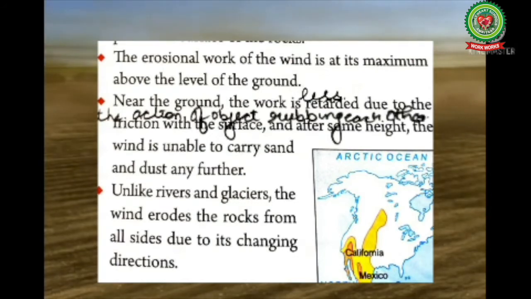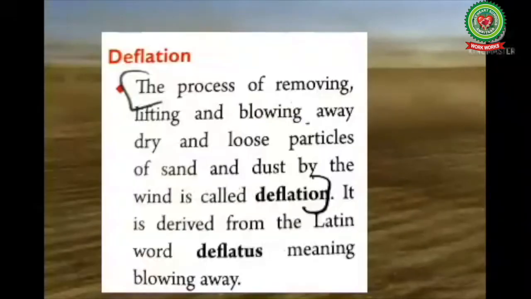Now, friction here is an action of objects rubbing against each other. Unlike rivers and glaciers, the wind erodes the rock from all sides due to its changing direction. Because in this case, the sand particles are carried along by the wind close to the ground, and hence the rocks get eroded.